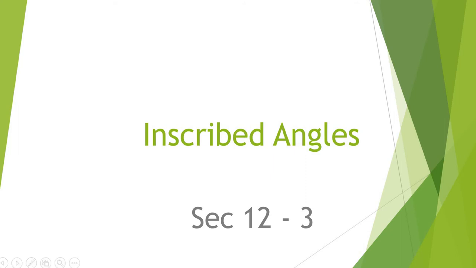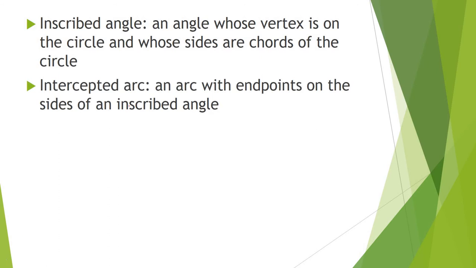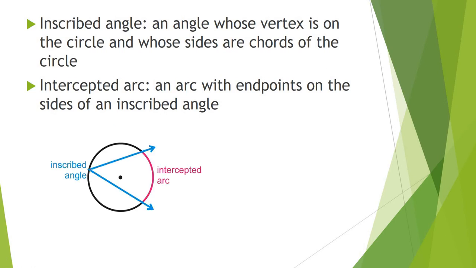Section 12.3 looks at inscribed angles. An inscribed angle is an angle whose vertex is on the circle and whose sides are chords of the circle. The intercepted arc is an arc with endpoints on the sides of an inscribed angle. So here's a picture. The inscribed angle has its vertex on the edge of the circle and whose sides are chords of the circle. The intercepted arc is the arc that is in between the two sides of the inscribed angle. So there's our picture.